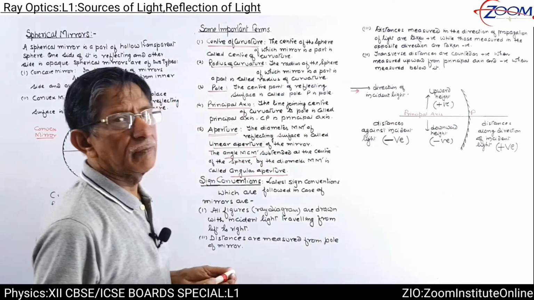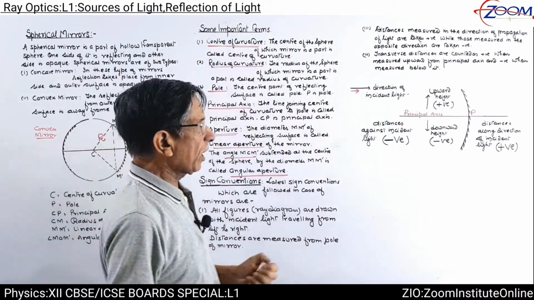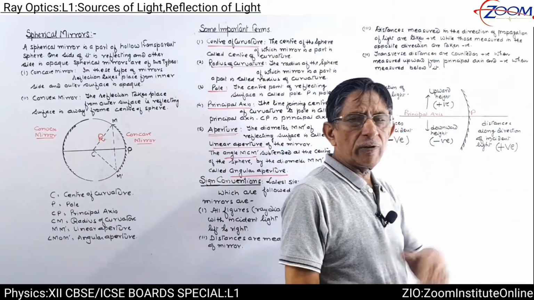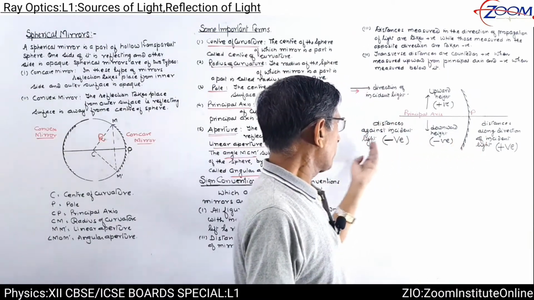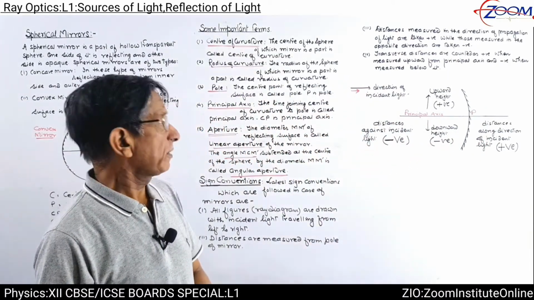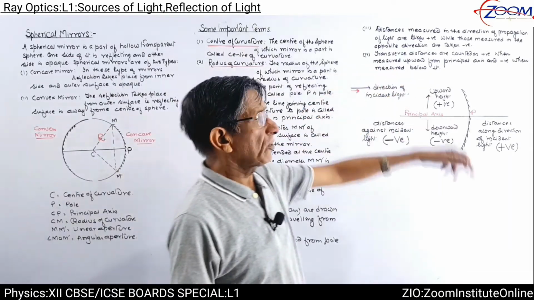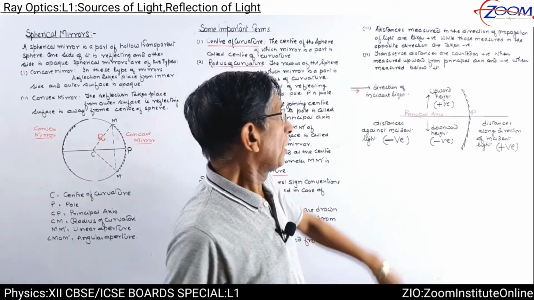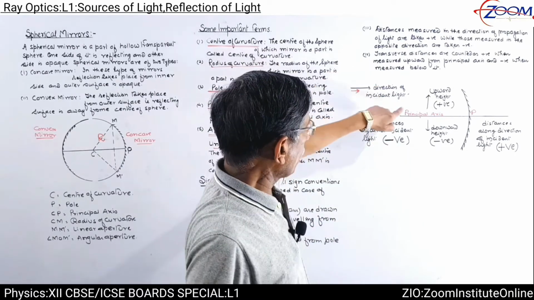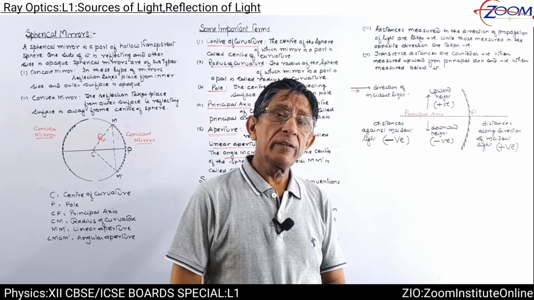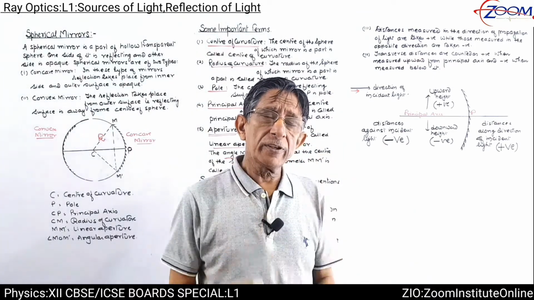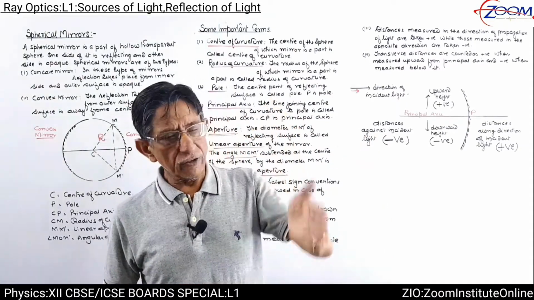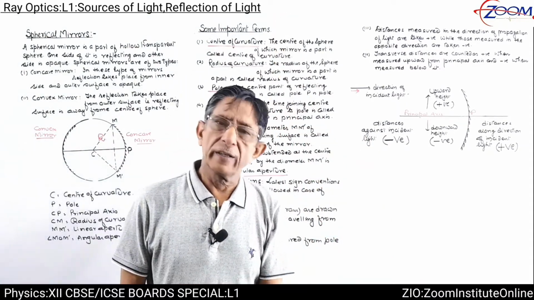So remember that all the measurements are made from pole. Measurements in the direction of propagation of light will be taken positive and measurements opposite to propagation of light are taken negative. Transverse distances means the distances along y-axis. Transverse distances above the principal axis are taken positive and the transverse distances below the principal axis are taken negative.